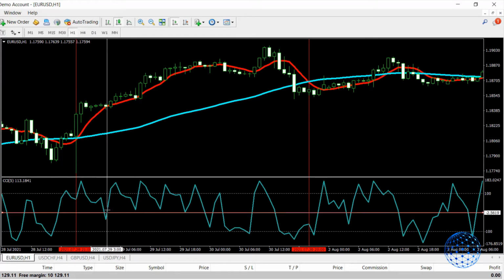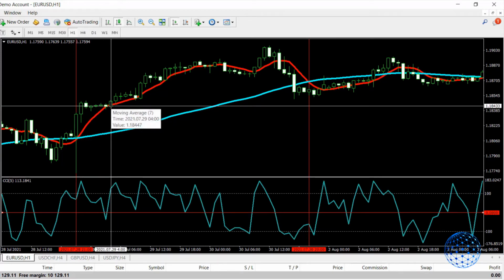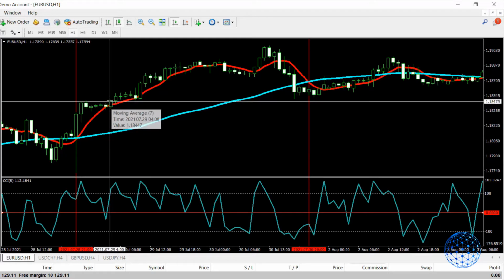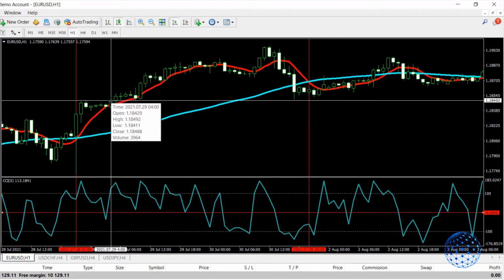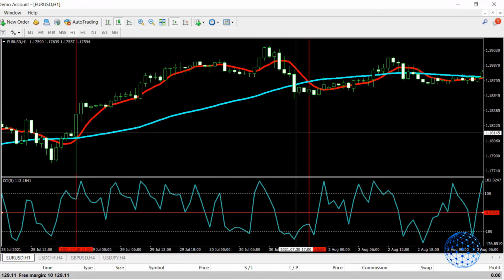Okay, this is when we have the confirmation on the opening of this bar. We have a clear cross, and on the opening of this bar at 118, what is the opening? I can put the mouse on the closing of the candlestick. You will see that the open price is 118.42.